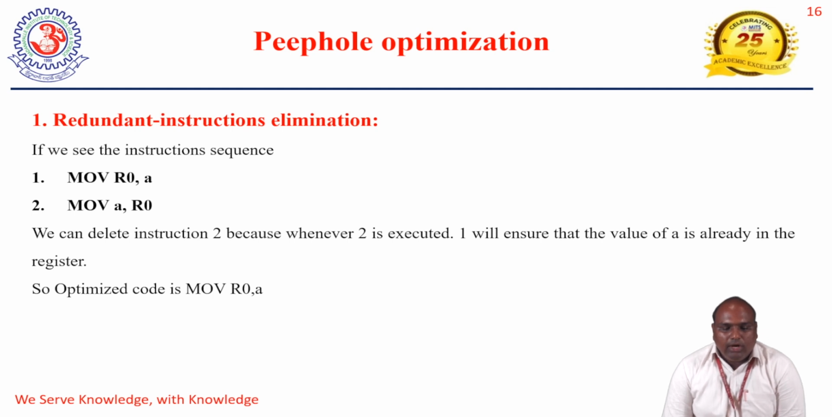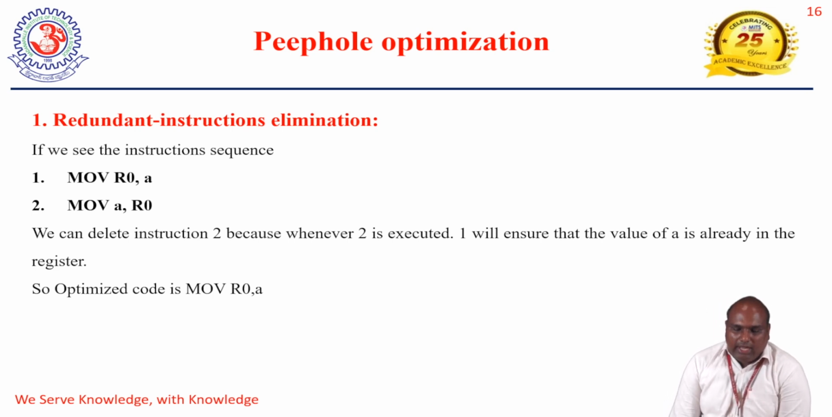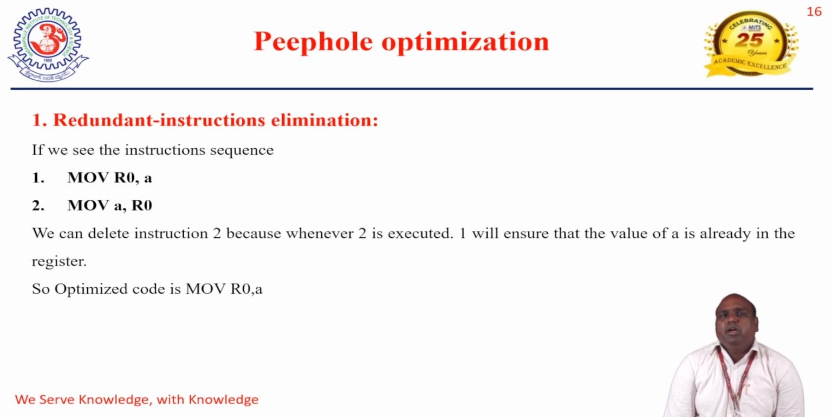Why? Because Move R0, A means the A variable will move to the R0 register. Next, Move A, R0 is also the same, because the A variable value will be stored in R0. Instead of putting 2 instructions, I will use only 1 instruction. That is also one of the techniques to optimize the code or compile time by using instructions elimination. That will be repeated. It is the same as common subexpression elimination.